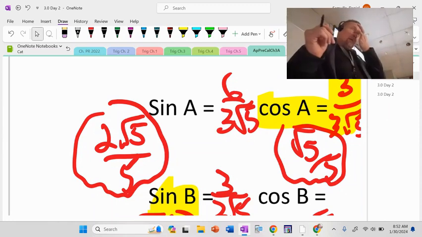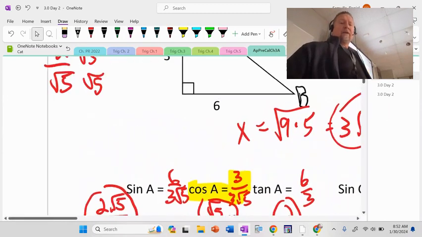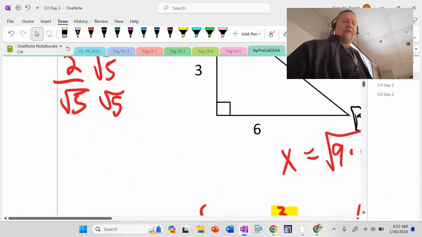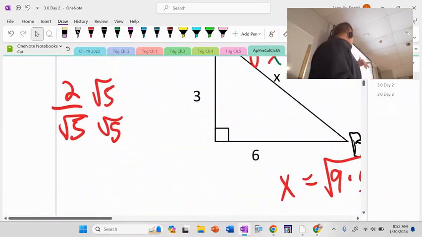Okay. 6 over 3 root 5. Did I do that over here? That becomes 2 over root 5. All right, so the 6 over 3 becomes 2 over root 5.